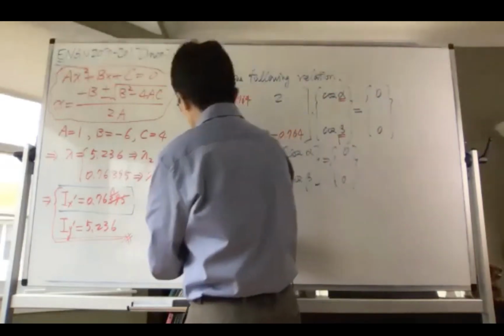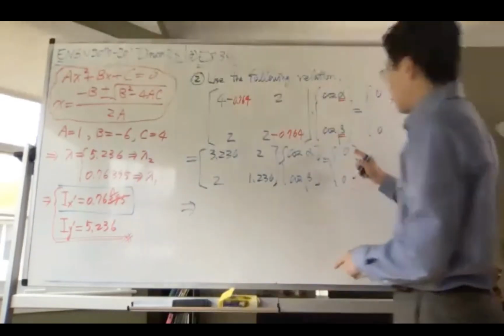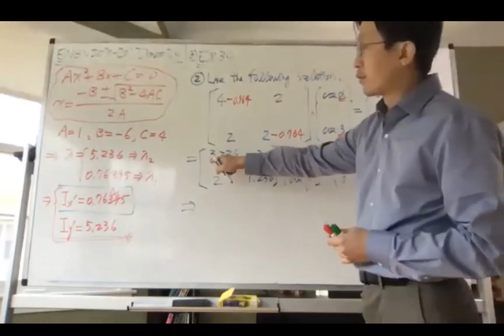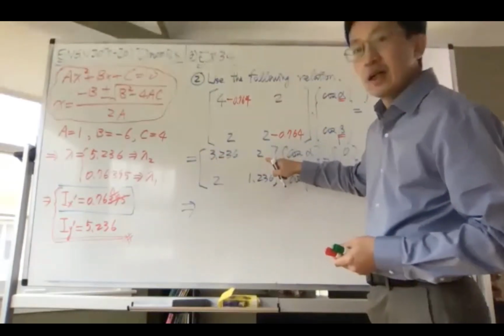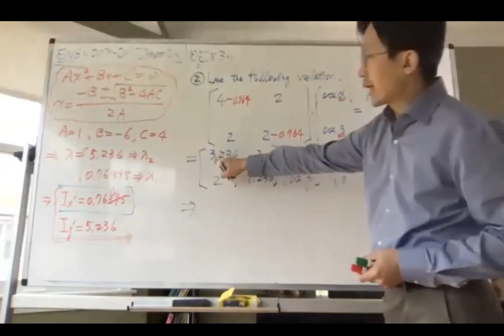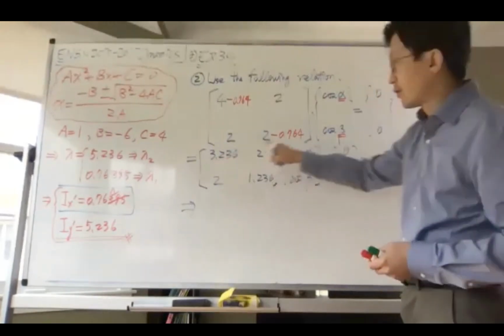So here we will use two different conditions. The first zero is the product of the first row of this matrix times this column. So the first element of the row times the first element of the column.